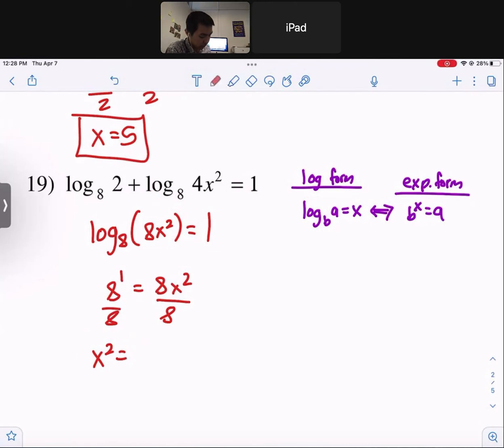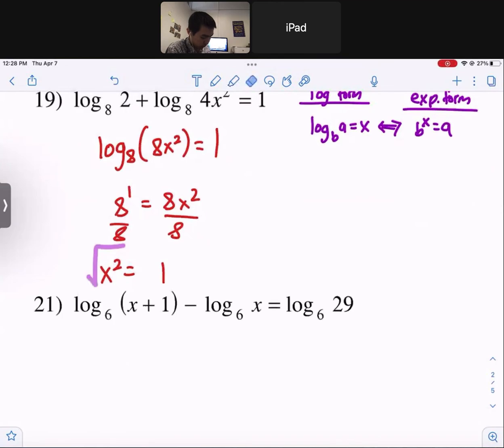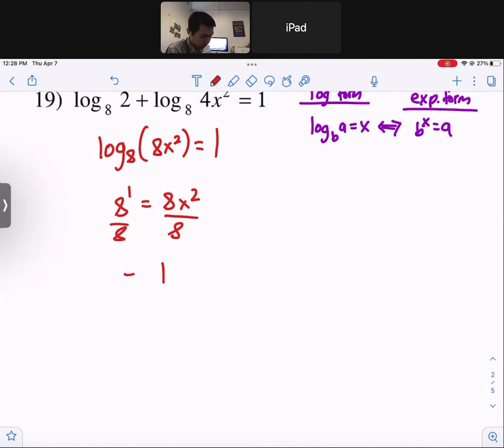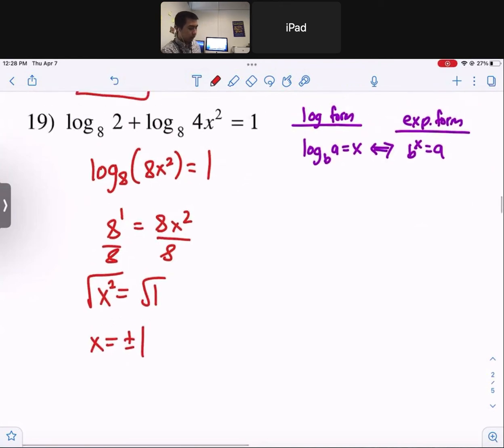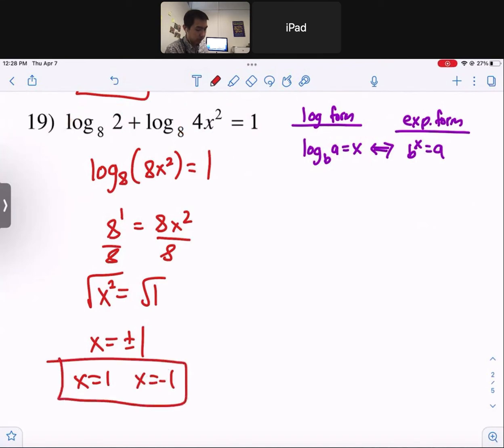We can square root both sides. So x squared equals 1, and then square root both sides, and we get x equals plus or minus 1. And if we plug in either 1 or negative 1 into here, you guys, we're going to get the same. We're going to get a nice positive value from here. So both of these will be our answer.